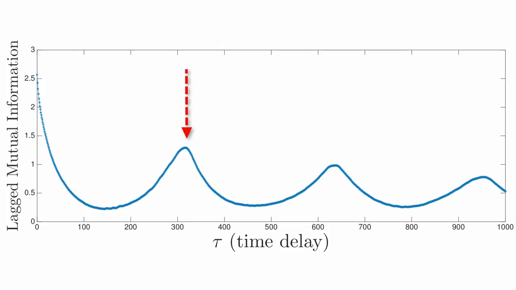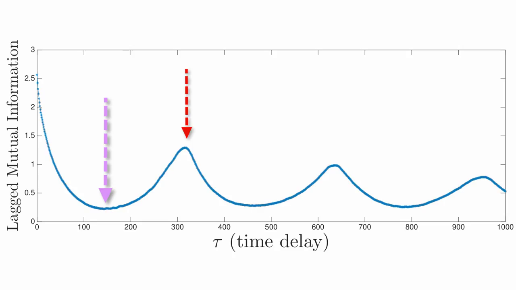Whether you choose tau as the first or second minimum, or even the first maximum of mutual information, these are simply heuristics aimed at estimating what will give you the best reconstruction. But these have no theoretical guarantees and have no relation to Takens' theorem whatsoever. As far as Takens' is concerned, choosing any tau greater than zero is sufficient. These are simply numerical heuristics for doing this.